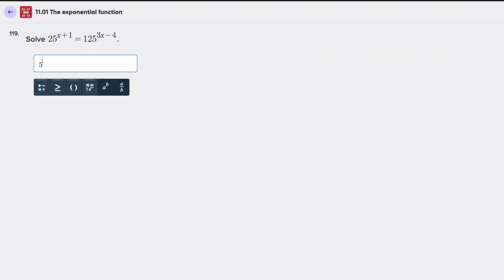25, again, very simple, okay. 2x plus 2 is equal to 5, 9x minus 12.